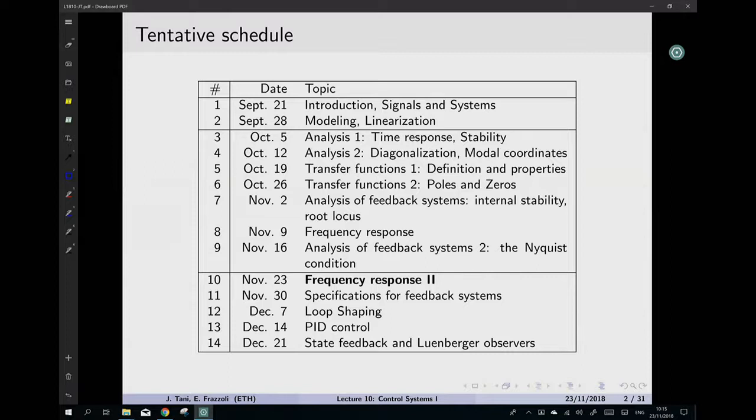So, in the last few classes, we have been investigating transfer functions. We're investigating these frequency domain relationships between inputs and outputs of systems. And we saw that we had a clear directive in mind, that is, trying to derive conclusions on closed loop.